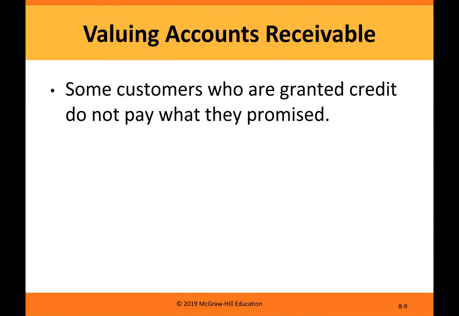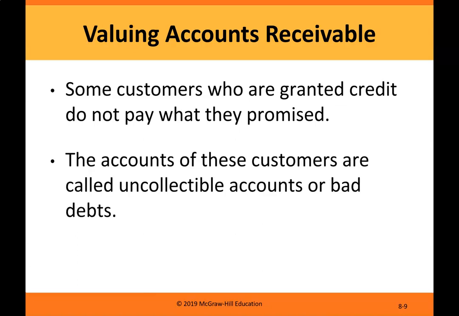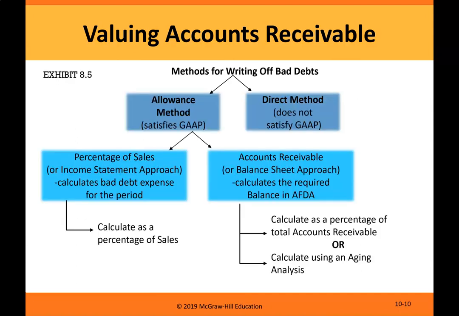Valuing accounts receivable. Some customers who are granted credit do not pay what they promised. The accounts of these customers are called uncollectible accounts or bad debts. Methods for writing off bad debts: the allowance method satisfies GAAP; the direct method does not satisfy GAAP.